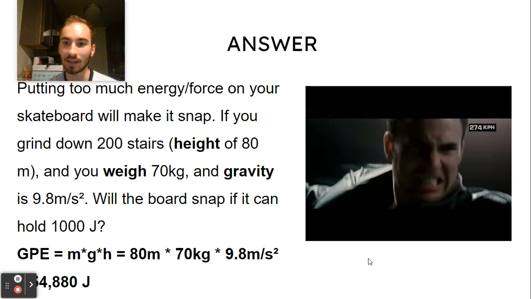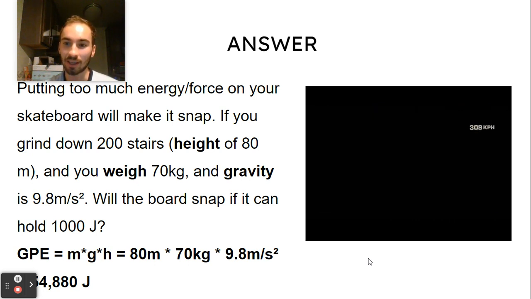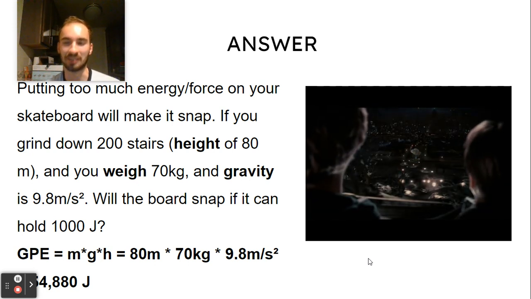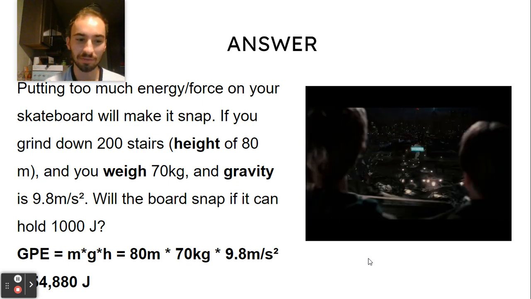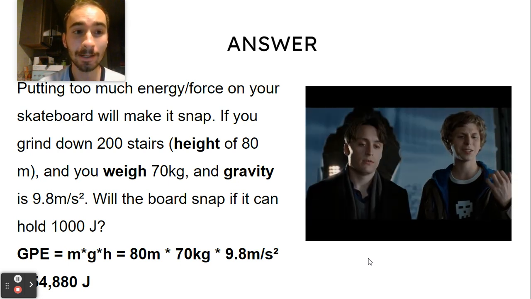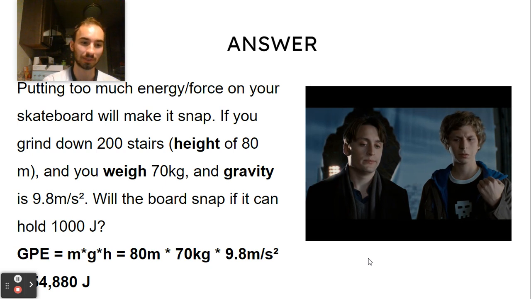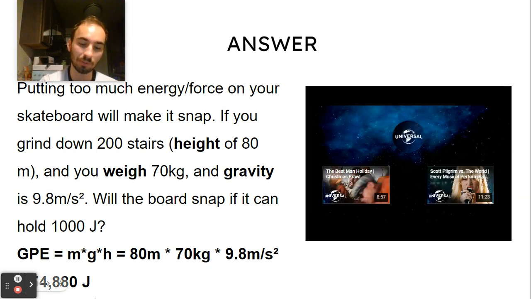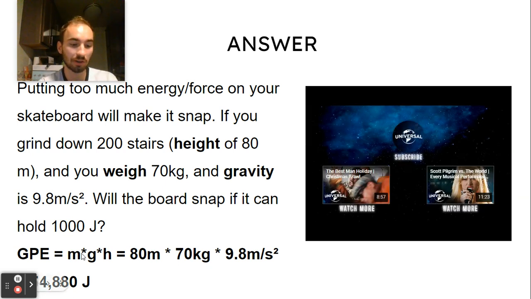So he's picking up speed as he's going down, and bam, he dies. So, yes, it's enough energy to snap the board, and it's enough to kill someone because he was going up super high, and that's a lot of energy. You should have gotten around 54,000 if you multiply all three.